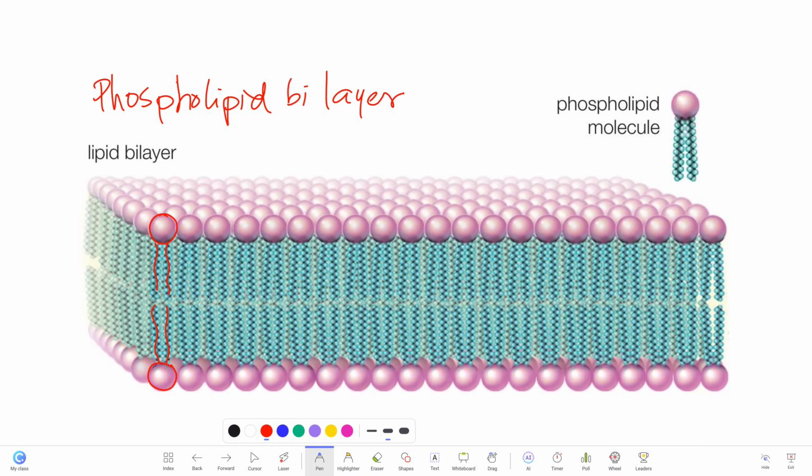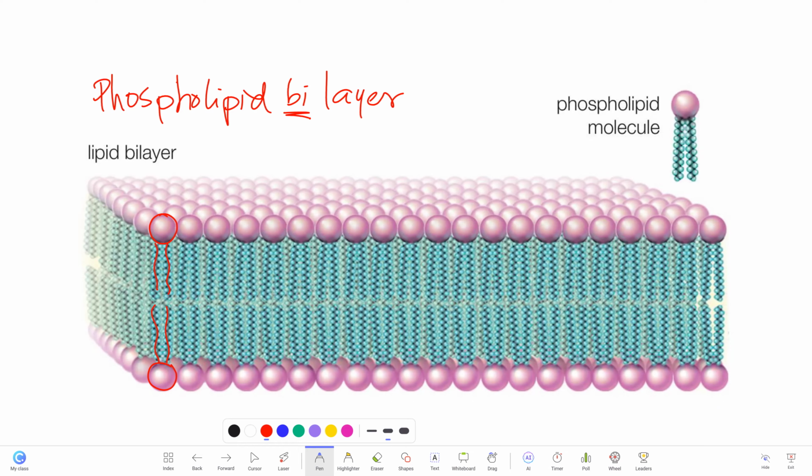Describe the structure of phospholipid. Tail. Hydrophilic. Hydrophobic. How many layers of phospholipids do you find? Two. So what do you call this? Phospholipid bi. Bi means two, right? Bilayer, right? Okay. Name the molecules of the cell membrane.